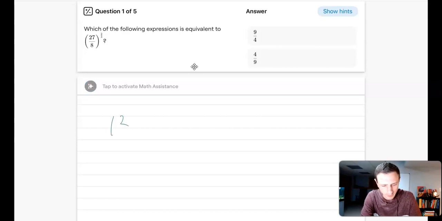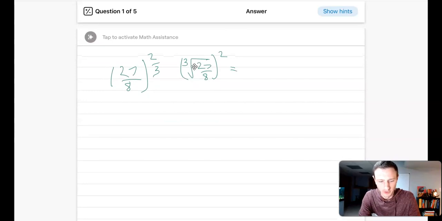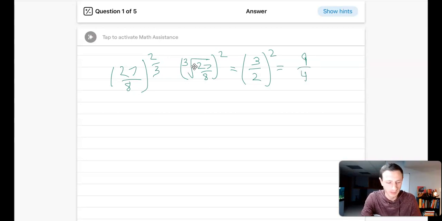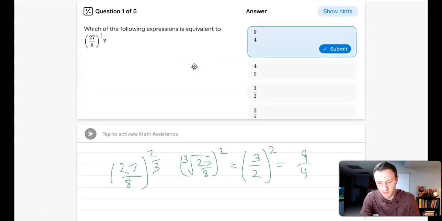So we have 27 over 8 raised to the 2/3, so just a nice little rational exponents problem. We could rewrite this as the cube root of 27 over 8 being squared. So the cube root of 27 is 3, cube root of 8 is 2, and then that's being squared. So 3 squared is 9, 2 squared is 4. So 9 over 4 is what I'm coming up with. Let's see. I'm saying that one.